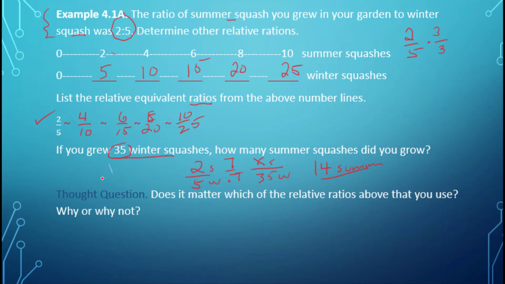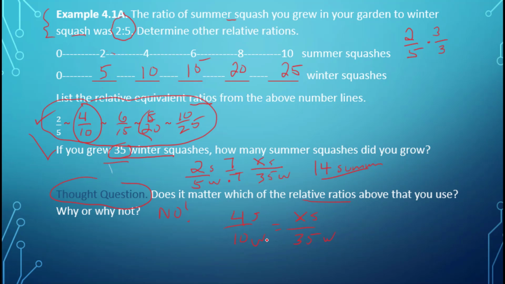So finally here, there's a thought question, and it says, does it matter which of the relative ratios above that you use? So in other words, does it matter which one of these you use to solve this problem? And the answer is no. I'll just randomly pick one. Let's say 4 over 10. And that would be summer to winter equals some number over 35, summer to winter.